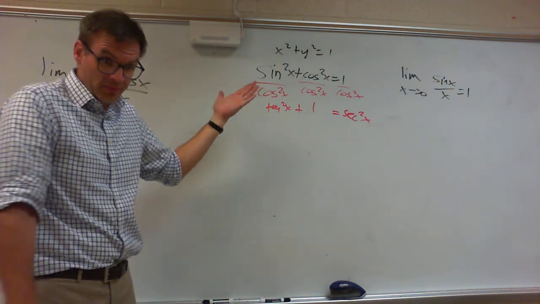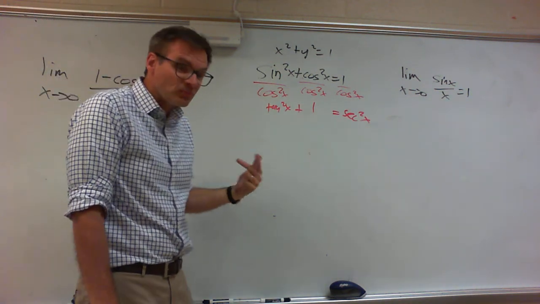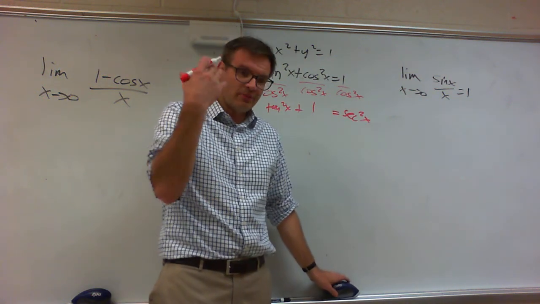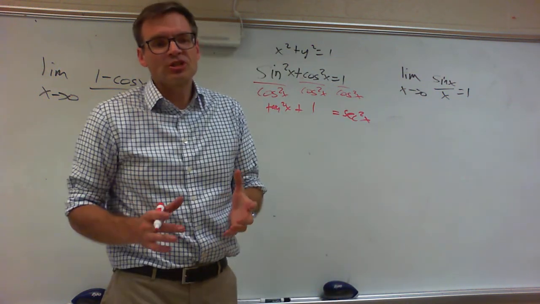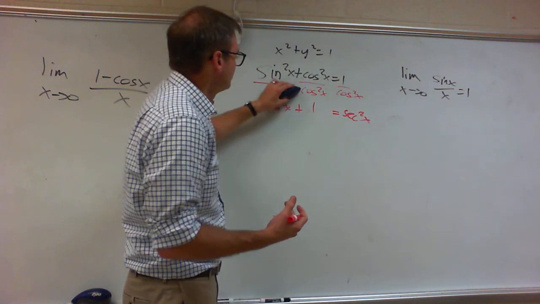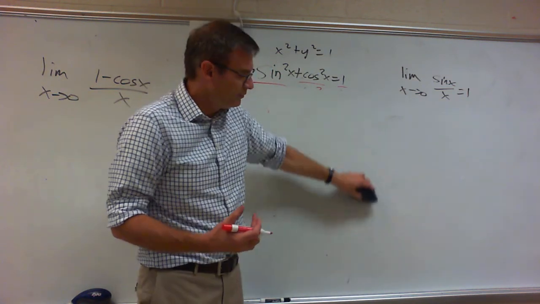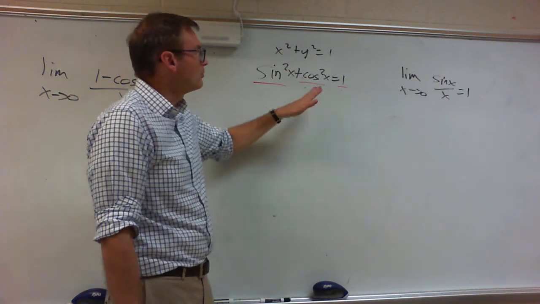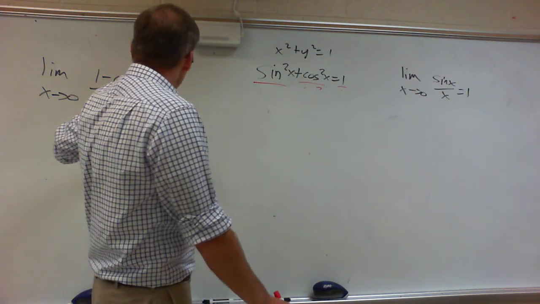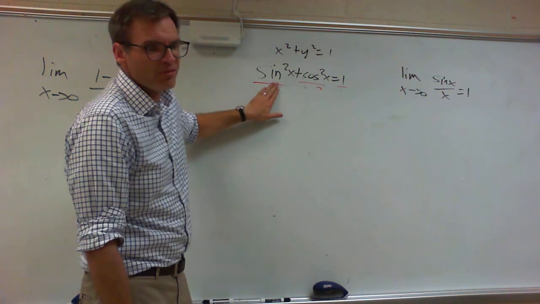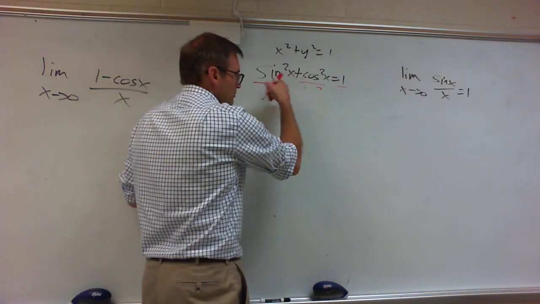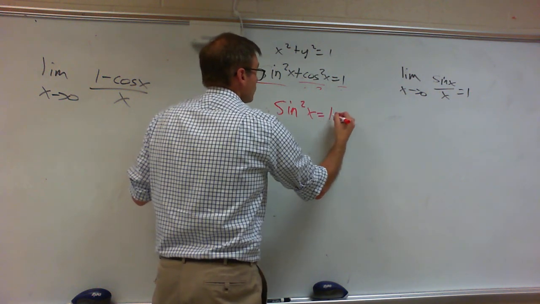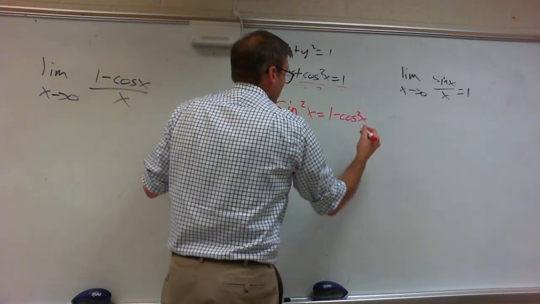So why am I bringing these up? The reason I bring these up is the same reason they're taught in trig: they let you change things. In particular, this formula lets you change trig functions. If I solve this one and get sine squared by itself, I find out that sine squared x is equal to 1 minus cosine squared x.